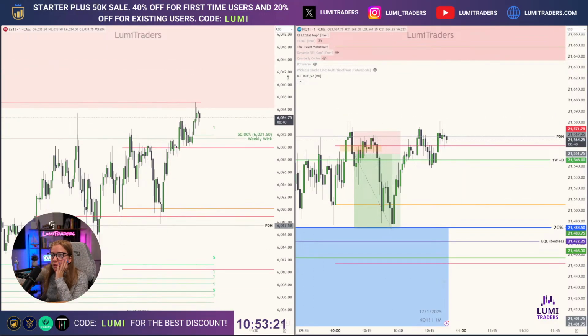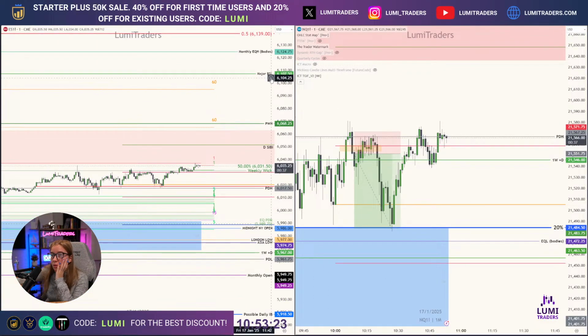107. What's the level right there? Let me see. Oh, it's major buy side. Could I have this level on my chart as well?